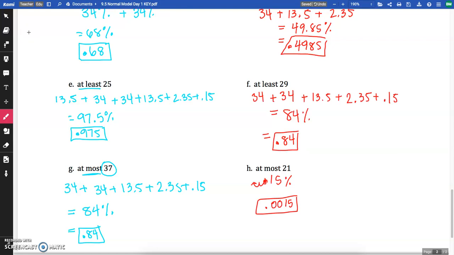All right, here are my answers for the last 2 problems. For F, I got a probability of 0.84, and H, at most 21. That's the very, very teeniest piece of our normal curve, so it's 0.15%, nothing to add together there. Converting that to a decimal, move the decimal 2 to the left, I got 0.0015 for the probability.